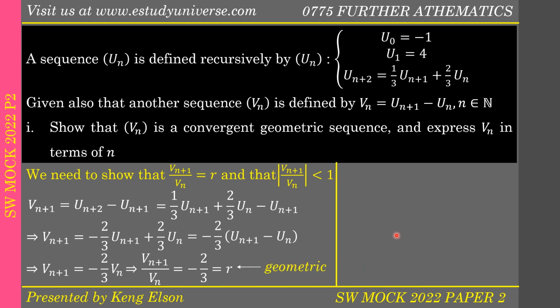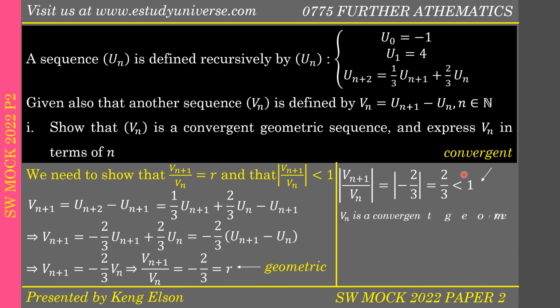Now, how then do we proceed to prove that it is convergent? We know that if you are a convergent geometric sequence, then the absolute value or the magnitude of your common ratio has to be less than 1. So the magnitude of -2/3 is actually equal to 2/3, and 2/3 is less than 1. So with this, we can conclude that it is convergent. So at the end of the day, we have shown that vn is a convergent geometric sequence.